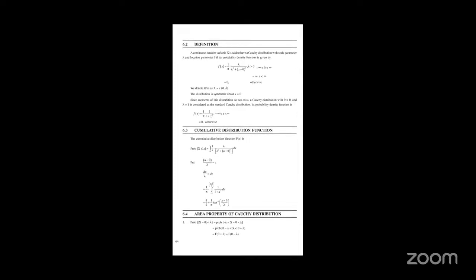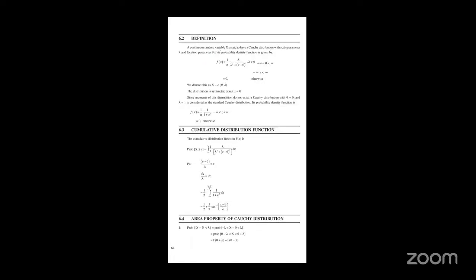So coming to the distribution of this, the definition: the continuous random variable x is said to have the Cauchy distribution with scale parameter lambda and location parameter theta if the probability density function is given as follows. We are taking the continuous random variable x and saying that it has two parameters. One is the scale parameter lambda, and the other is the location parameter theta.